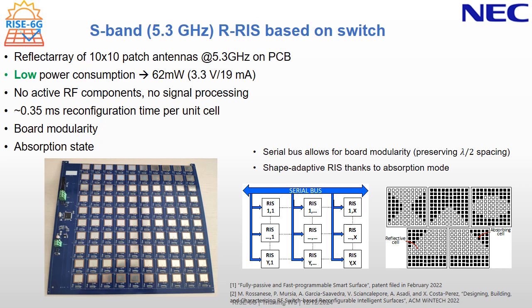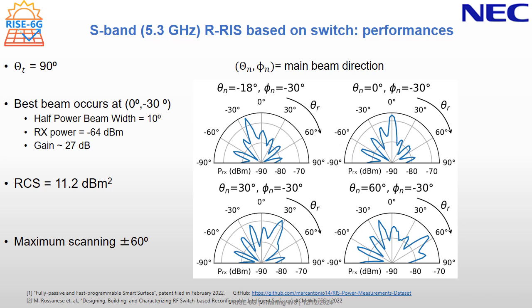And also what is interesting in the design is that we can switch the RF on a load that actually makes the unit cell work in absorbing mode, so we can have a reconfigurable shape of the RIS. This was also measured in the anechoic chamber, proving its capability to reach different steering angles with the maximum scanning of ±60 degrees.